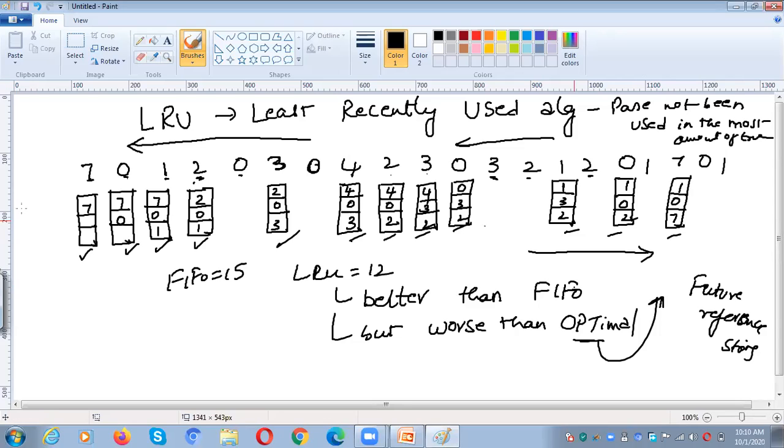Then what is the problem with LRU? What is the problem with LRU? So we need to maintain the past history.